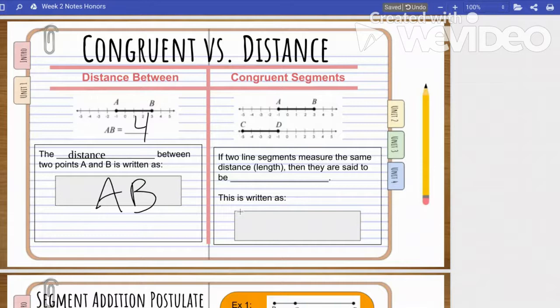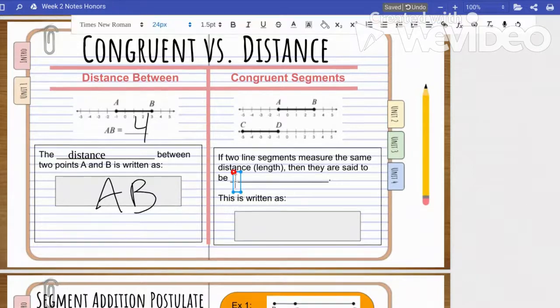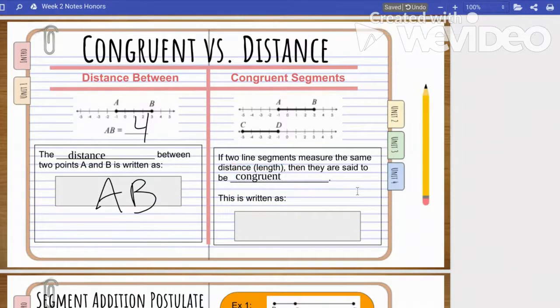Congruency is a different story because congruency is saying that they appear to be the same size, same shape. So if two line segments measure the same distance, we say that they are congruent. Okay, this looks a little bit different. When we write congruency, we have to write it like this. We write line segment AB is congruent to, that's a congruency sign, that means congruent to line segment CD. That's just an equal sign with a fancy tilde on it. That means congruent.